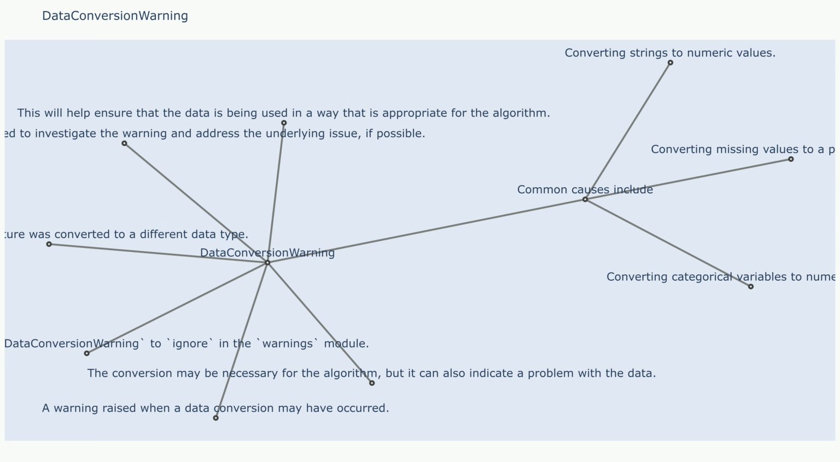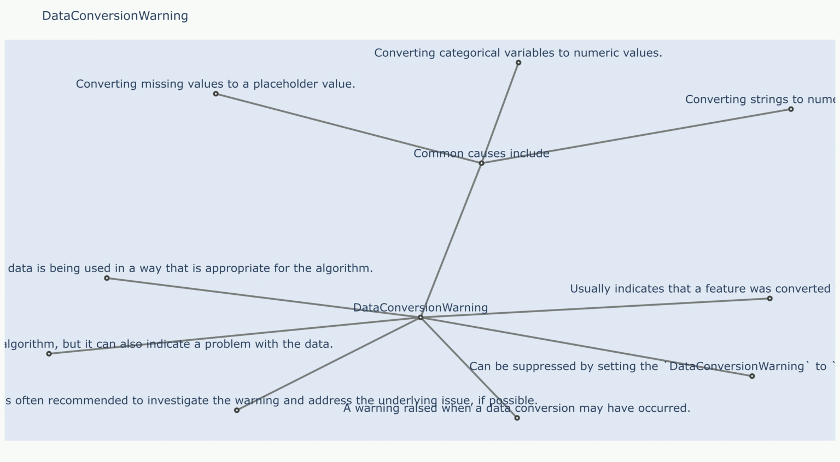5. Disable the warning if you are confident that the automatic conversions are not causing issues. You can temporarily disable the warning using warnings.filterwarnings('ignore', category=DataConversionWarning), but it's generally not recommended.